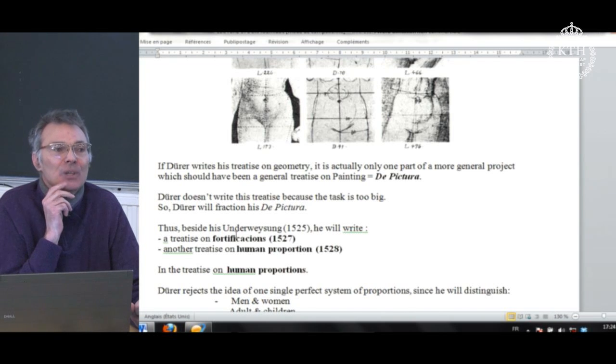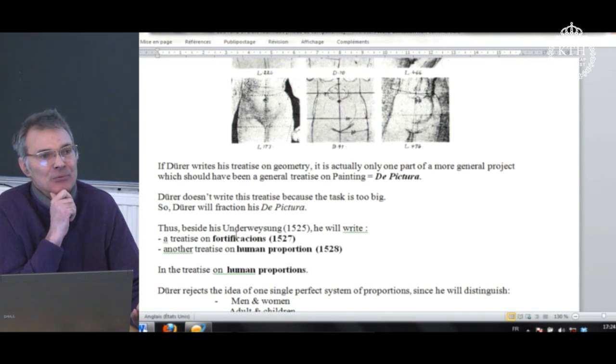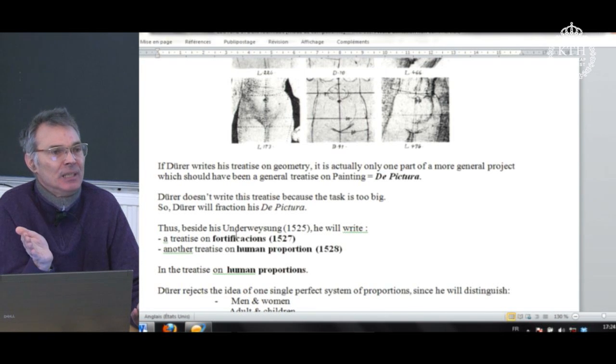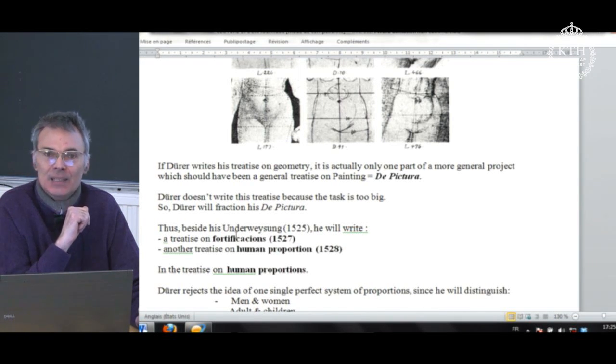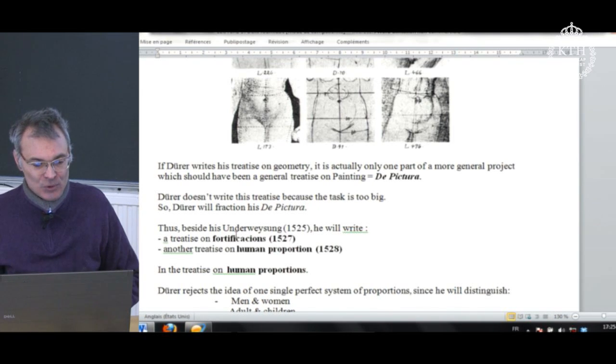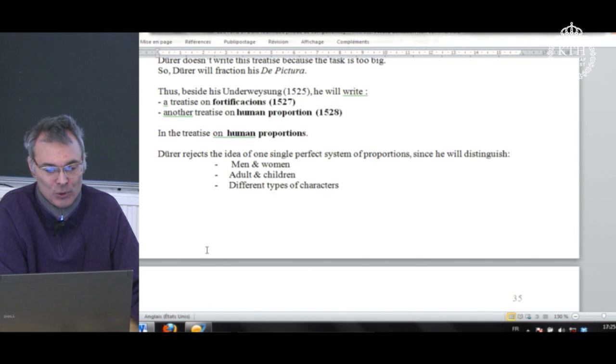So now if we come back to Dürer, you have to understand that if Dürer writes a treatise about geometry, it is because he renounced a bigger project, which was to write a De Pictura, following Alberti. He renounced it, and he decided to fraction it into smaller treatises, one of which being a treatise on fortification, which is precisely a treatise of architecture, and another one on human proportions.